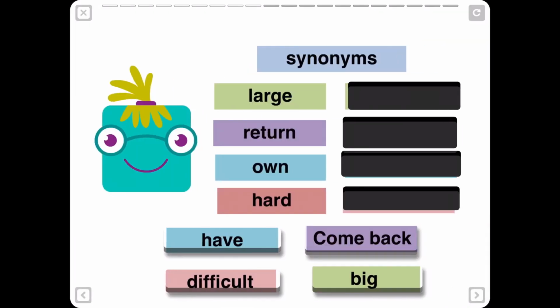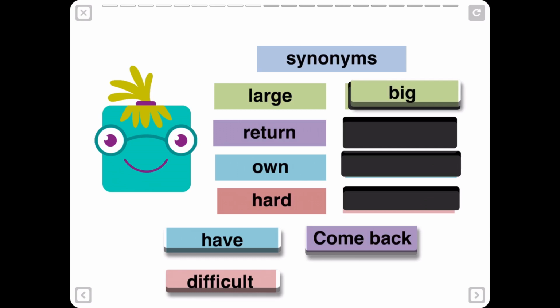Now let's practice. Could you match the word with the synonym? Big, yes, very good. The synonym of the word large is big. The word big and large have the same meaning.